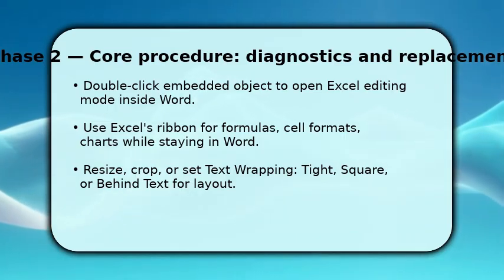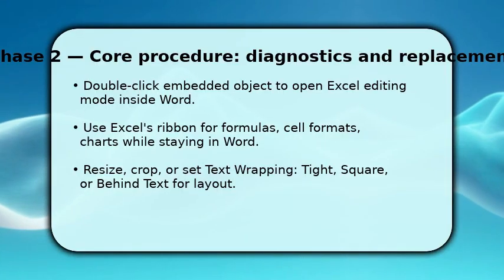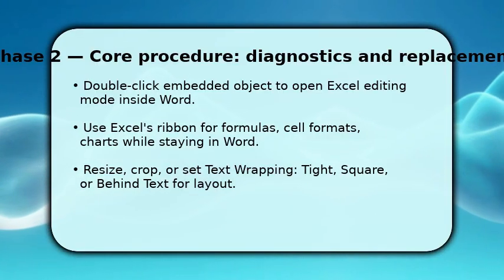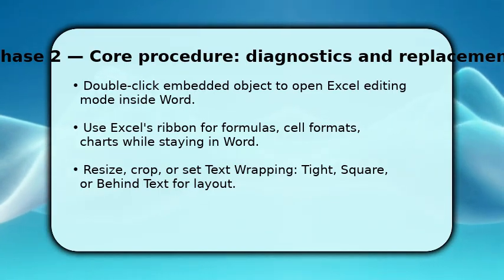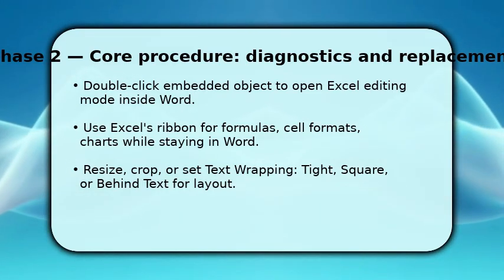After edits, click outside to return to Word, and then set text wrapping. Choose tight or square for inline flow or behind text for layered design. These middle steps combine Excel power with Word layout control.